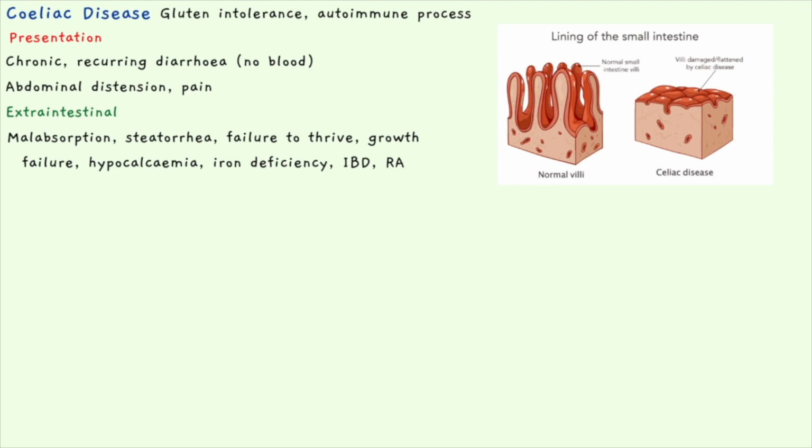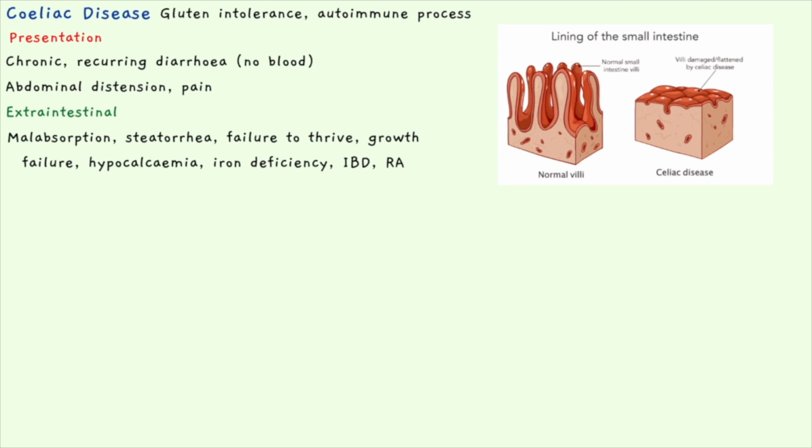There are also extraintestinal manifestations of celiac disease. These often relate to nutritional deficiencies and subsequent signs and symptoms. So they may have malabsorption and hence failure to thrive. They can have steatorrhea, so floaty white stools, growth failure related to malabsorption, as well as hypocalcemia, iron deficiency, IBD, and rheumatoid arthritis, given the similar autoimmune picture.